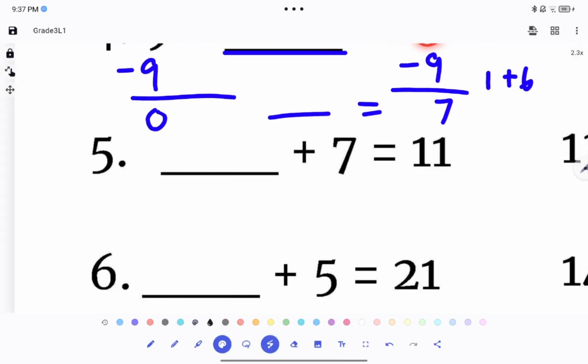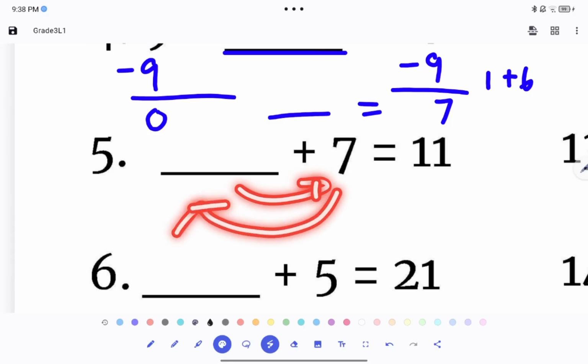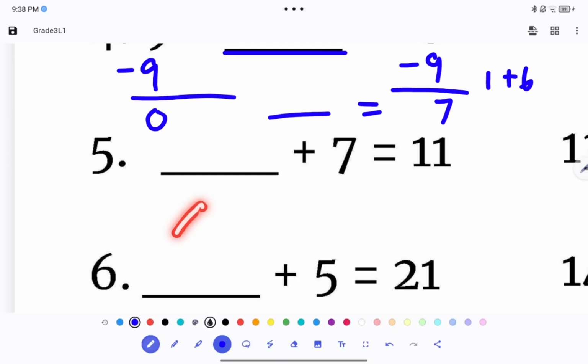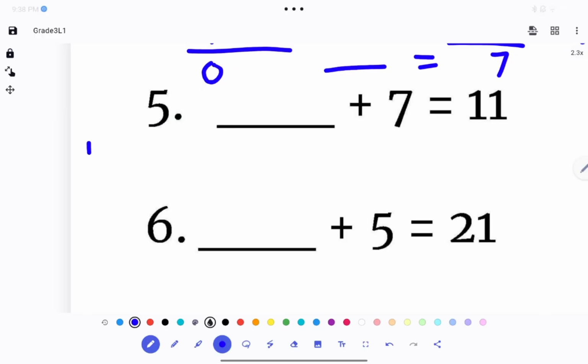Alright, moving on to number 5. Some unknown number plus 7 is equal to 11. Now, don't be scared of the fact that these two numbers have switched places for some reason. Remember, addition works no matter which order you put the numbers in. If you get 4 plus 5 and 5 plus 4, they still both equal 9.